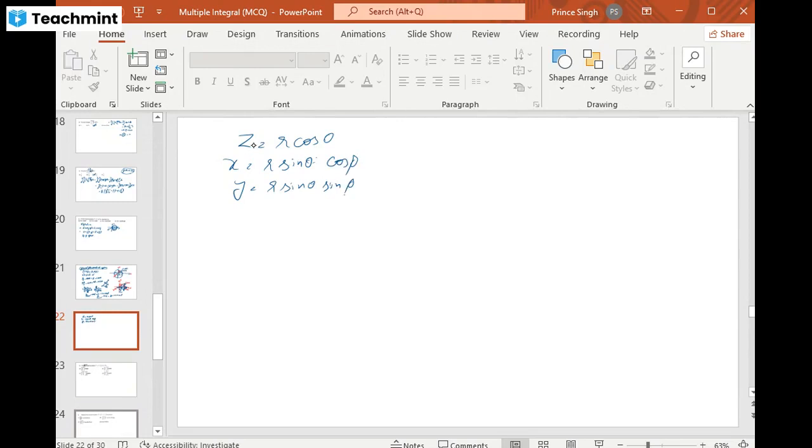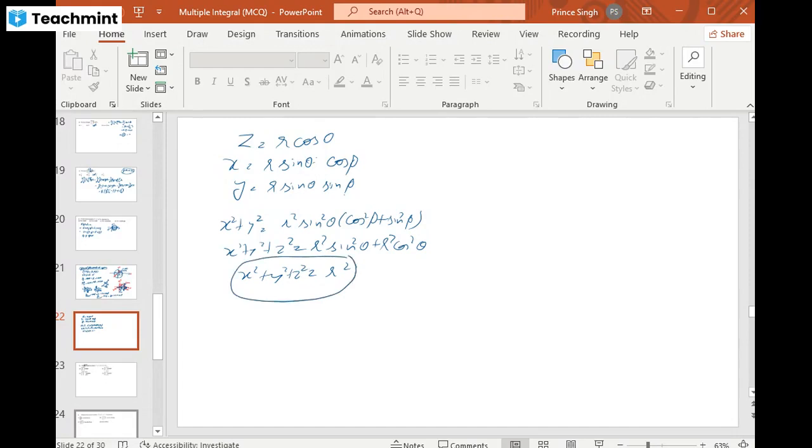So that when we square and add, x square plus y square is equal to r square sine square theta, common, cos square phi plus sine square phi is 1. And if we add x square plus y square plus z square, this is equal to r square sine square theta plus r square cos square theta, which is equal to r square. So x square plus y square plus z square equals r square, which is the equation of a sphere.